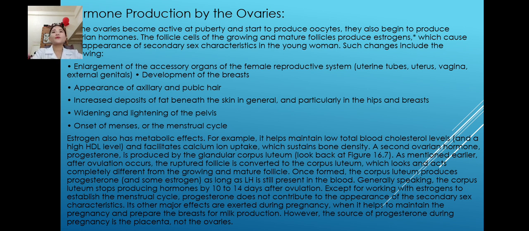Except for working with estrogens to establish the menstrual cycle, progesterone does not contribute to the appearance of secondary sex characteristics. Its other major effects are exerted during pregnancy, when it helps to maintain the pregnancy and prepare the breast for milk production. However, the source of progesterone during pregnancy is the placenta, not the ovaries.